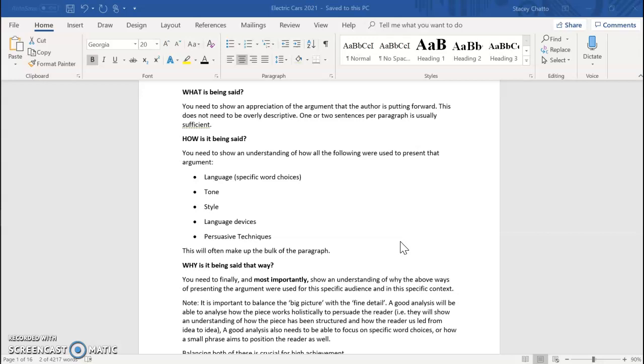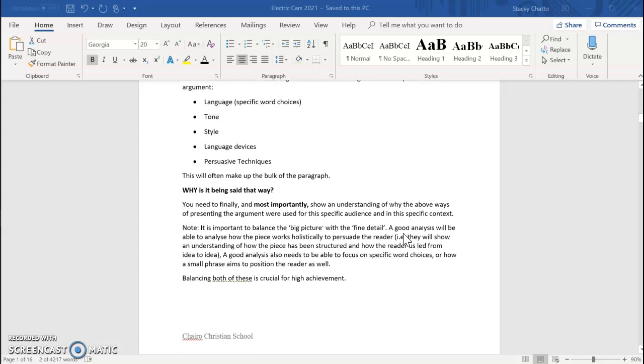Any specific devices you might know. I know a lot of you love your good old rhetorical question. Emotive language, appeals, attacks, analogy, all these sorts of things are used. So what are those language devices and persuasive techniques that are being used? So that needs to be providing evidence from the text. So we're going to be looking at how to annotate and how to find that evidence. Then, most importantly, why is it being said that way? So you need to explain the intended effect on the audience.